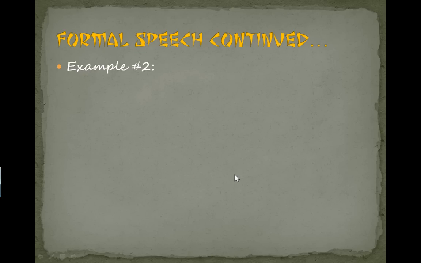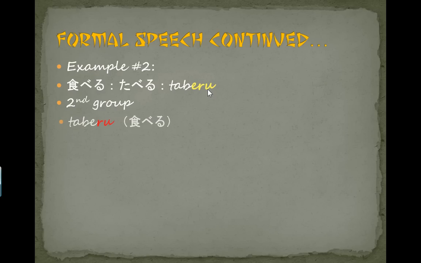Okay, let's check the dictionary form of example number 2. Taberu, which means to eat. Now what you want to do to get your formal speech form is look at the ending of the dictionary form of the verb, which is eru. So this means that this verb is part of the second group. To get your formal speech, you remove the ending ru and replace it with masu. So the final result is taberu for the informal form, the dictionary form, and tabemasu is the formal form.